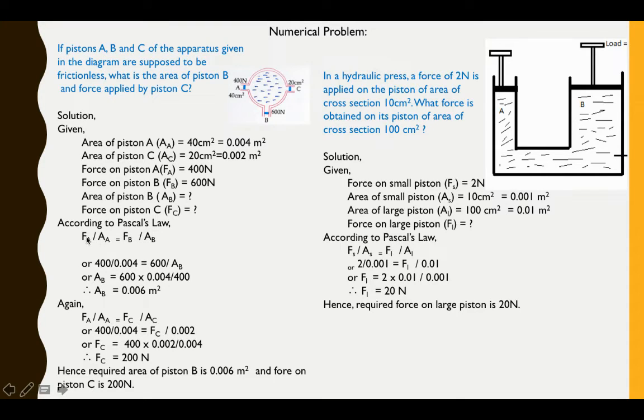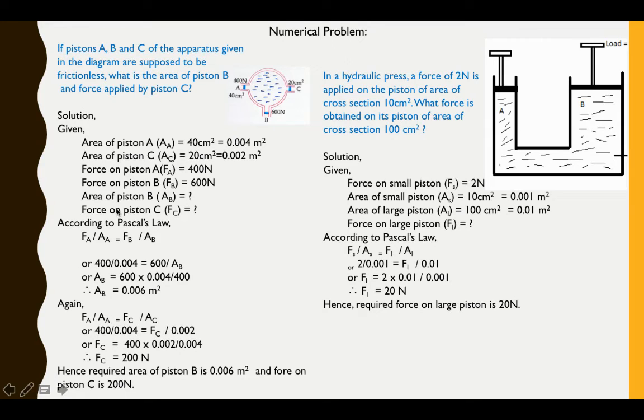So keeping the values, the force on piston A is given here as 400, by area of piston A, given here as 0.004, equal to force on piston B, 600, by AB, the area of piston B, which is asked of us. So doing cross multiplication, the result is 0.006 square meter. So the area of piston B is 0.006 square meter.